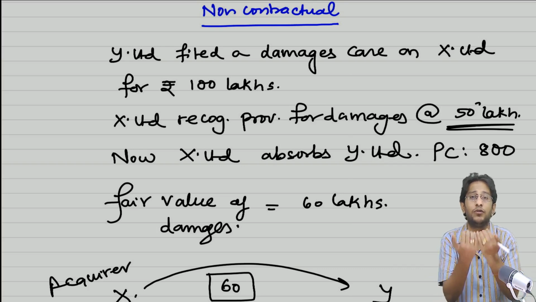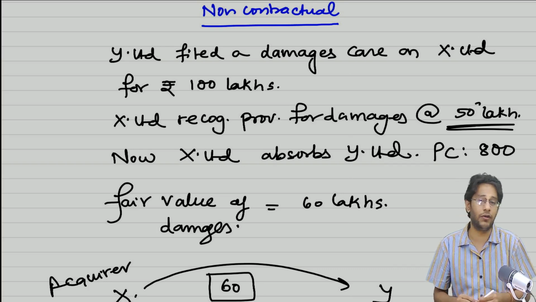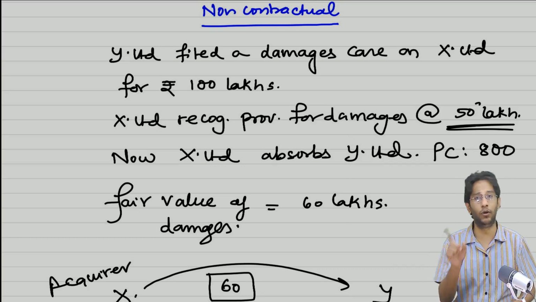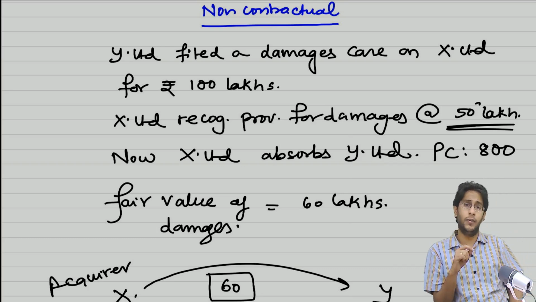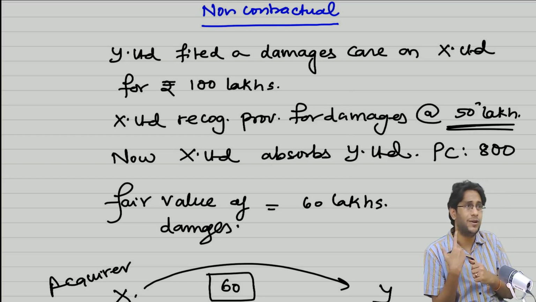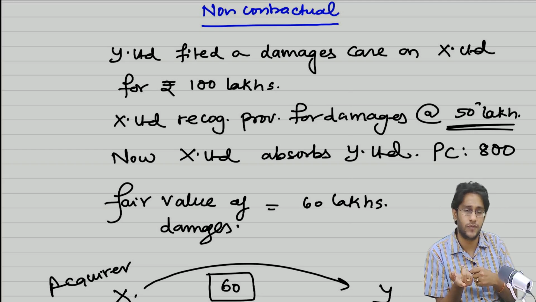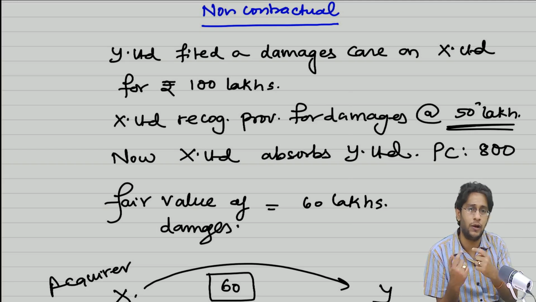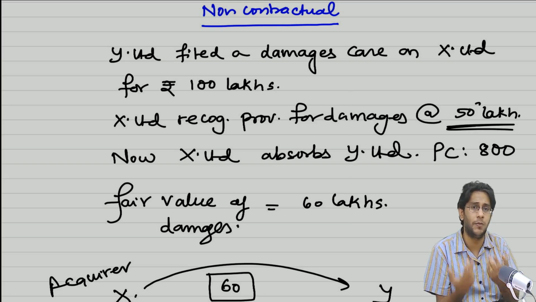Sir, what if the acquirer has to receive? So imagine, instead of Y Limited filing a case on X Limited, X Limited only filed a case on Y Limited. Later on, X Limited is now trying to acquire Y Limited. So how will X Limited think? I filed a case on this fellow. The matter is pending in court. Now I am trying to take over. If I take over, there is no case. So whatever I have to receive from Y Limited, I will not be able to receive.